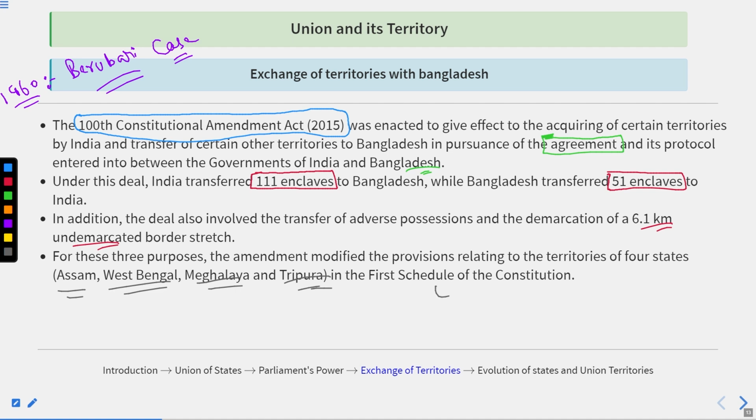Why? Because that constituted the union and its territories, which are basic incidents. So when we did the exchange with Bangladesh, please remember the states' names, the states whose boundaries were affected: Assam, West Bengal, Meghalaya, and Tripura. Got it?